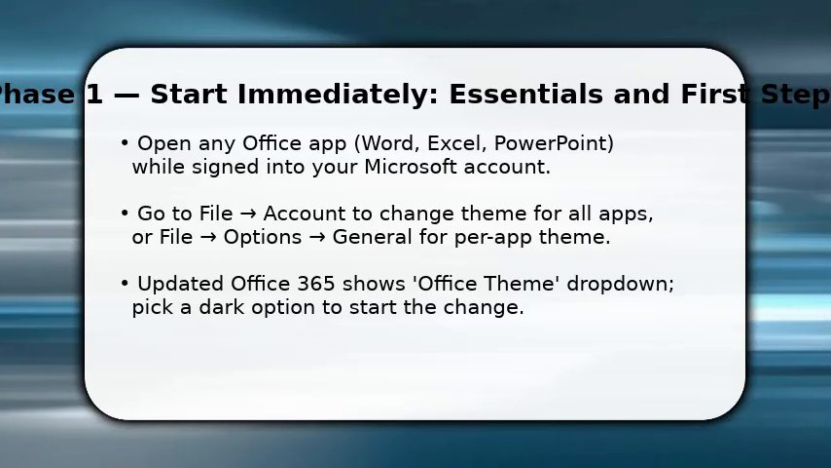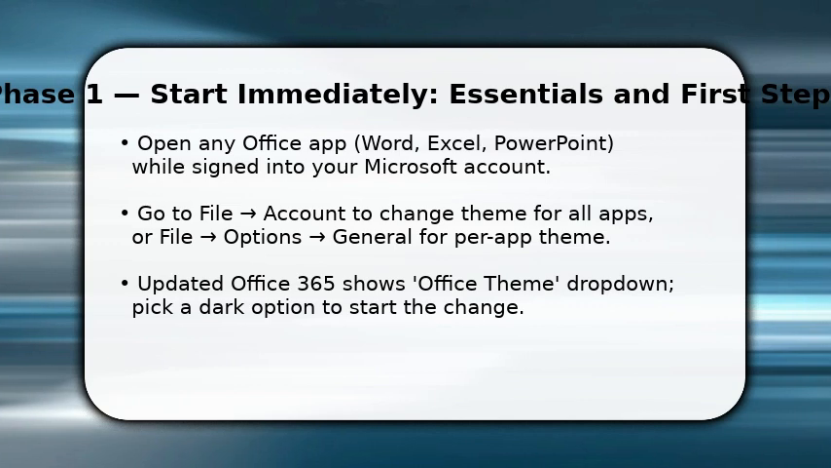You've already signed in. Now start in an app like Word. From the top left, choose File, then Account to change the Office theme for every app at once. If you need to set a single app, go File, Options, General instead. That switches only the current program.